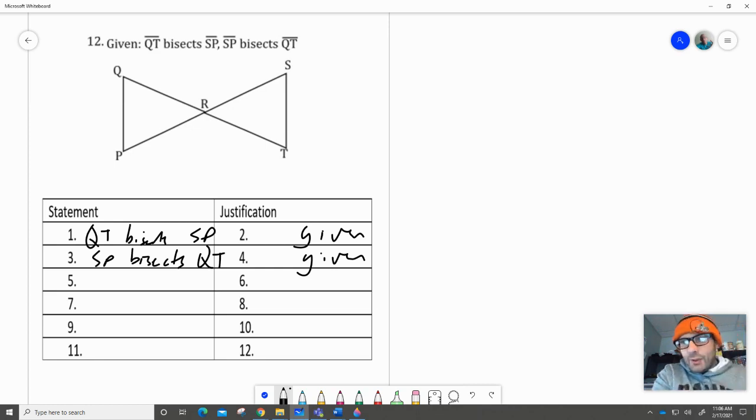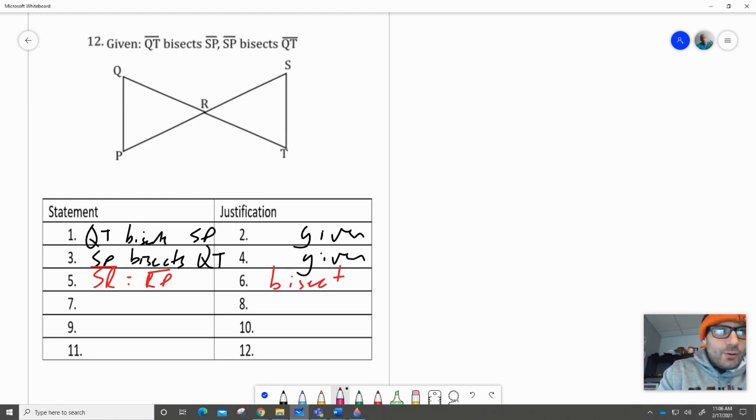Now, we talked about the definition of bisect in the definitions at the top of the 6B notes on the first 2 pages. So we're looking at this here, and we have bisect. Bisect means cut in half, cut into 2 equal pieces. So SP is getting bisected by QT, so that tells us that SR is congruent to RP, by the definition of bisect.